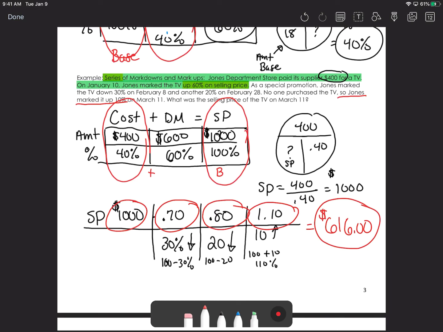Now you can certainly do this individually. You can take 30% off of 1,000 and subtract it off. Then you can take 20% off of whatever that value is and mark it off. You can do it step by step if you'd like, and that's totally fine. But I think multiplying it all out together like this is a lot faster and a lot easier and a lot less likely you're going to make a rounding mistake versus when you do it as individual markdowns or markups.